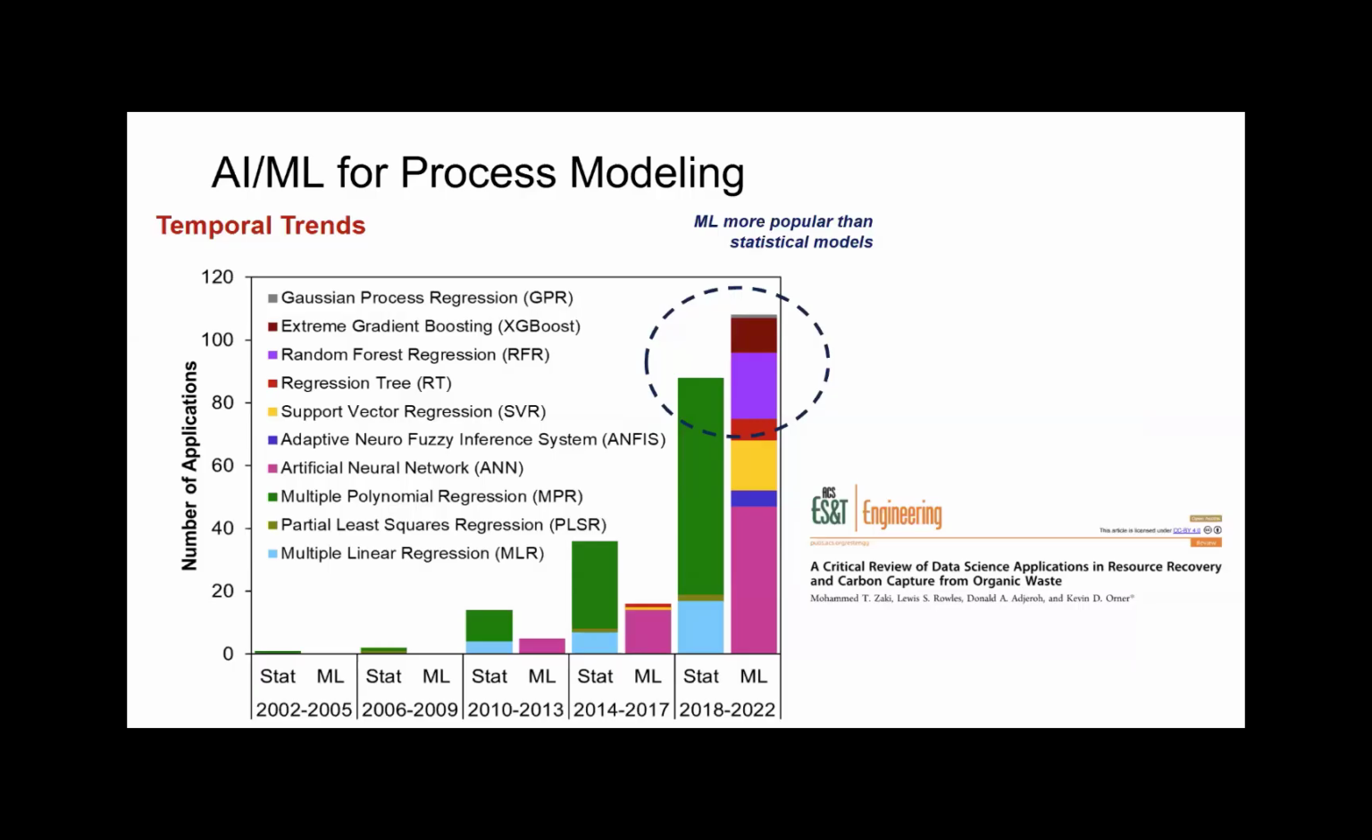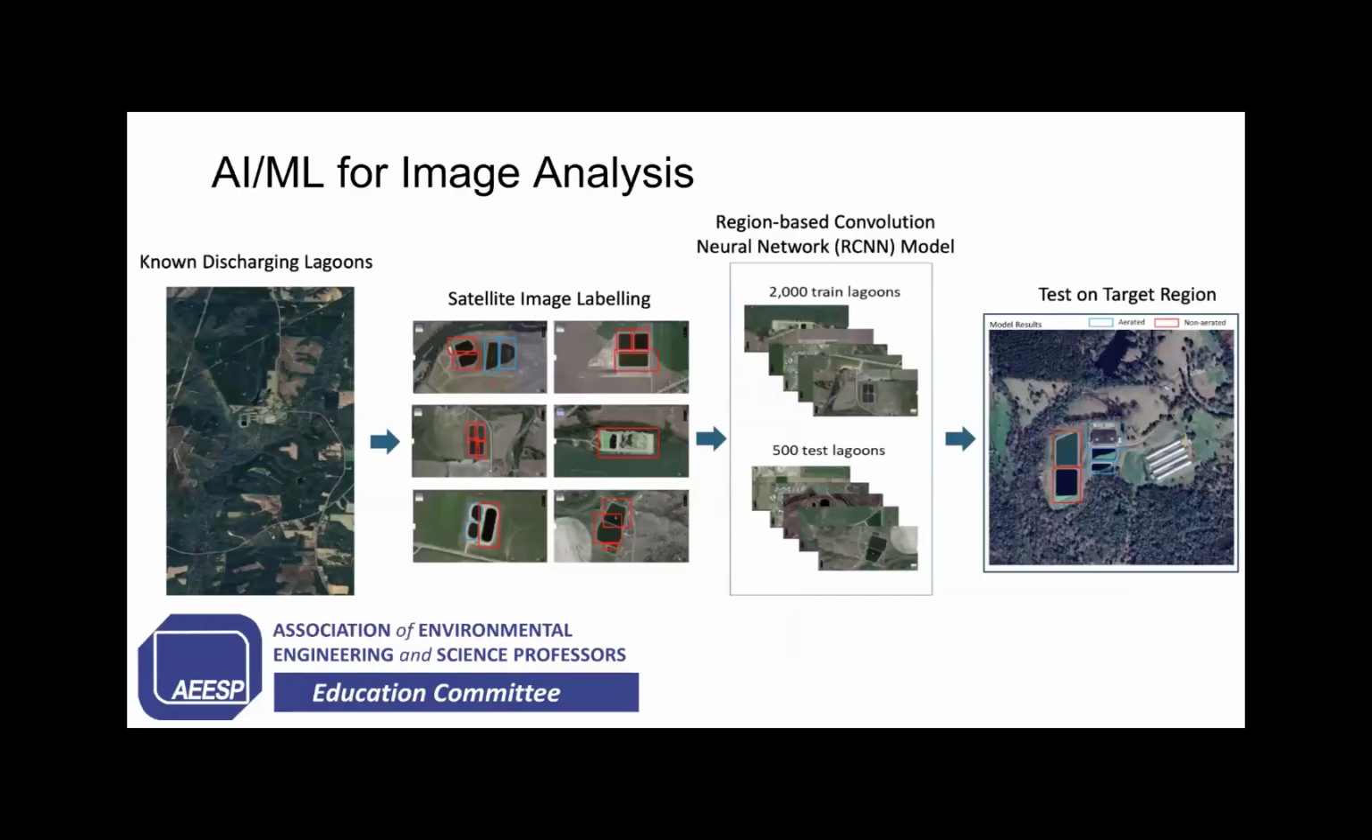My path into this was I had a doctoral student, Tamim Zaki, on the research side, who was looking at data science applications and resource recovery. And during his literature review, he saw that while for machine learning, the manuscripts out there between 2006 and 2009 were essentially zero. Even in the past 5-10 years or so, in our literature review, we saw more machine learning models than statistical models being used. So you can see this very large increasing trend in machine learning on the research side.